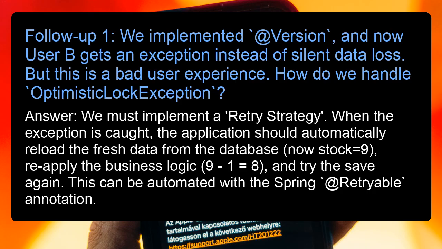Follow-up 1, we implemented @Version, and now user B gets an exception instead of silent data loss. But this is a bad user experience. How do we handle the optimistic lock exception? Answer: we must implement a retry strategy.